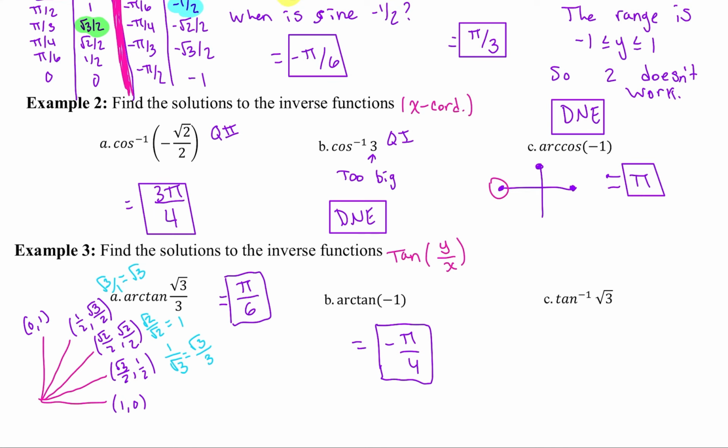And last but not least here, the inverse tangent of radical 3. Well, we did this already over here by making this little chart. It helped us. Radical 3 came from right here, which we know is our pi over 3 section. So we got pi over 3. And there are our final solutions.